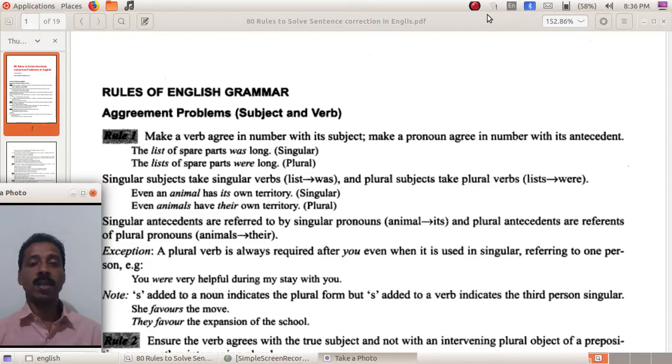So what is subject-verb agreement? What's the agreement between the subject and the verb? As a general rule, a singular subject takes a singular verb and a plural subject takes a plural verb. This is the normal subject-verb agreement.